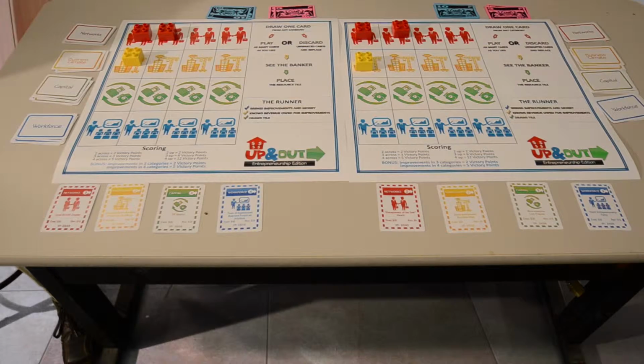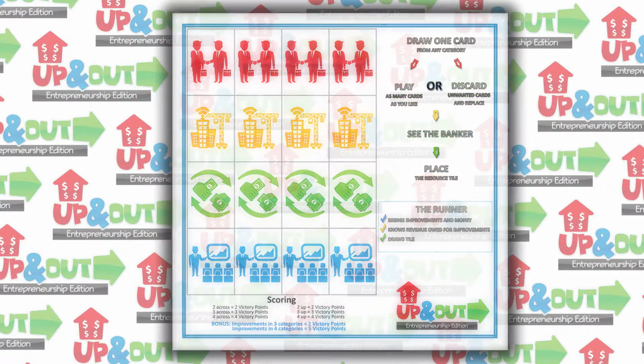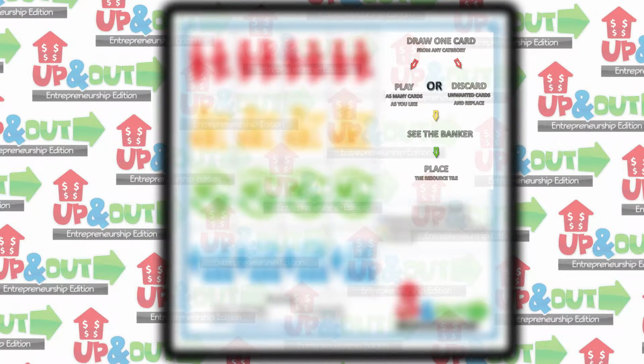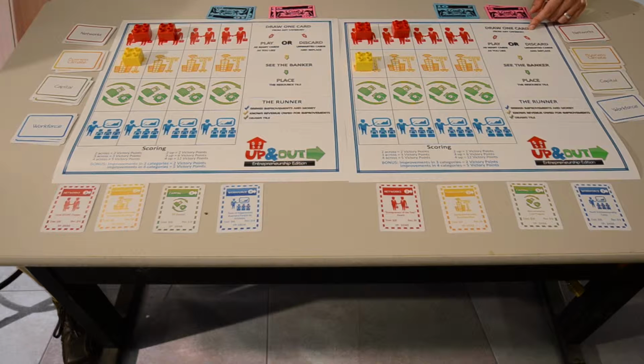Now we begin the first turn. You'll notice on your game board there's a diagram that shows the turn sequence. The first step is to draw one card from any category. So Calvin can choose any category from which to take a card. What are you going to draw, Calvin?